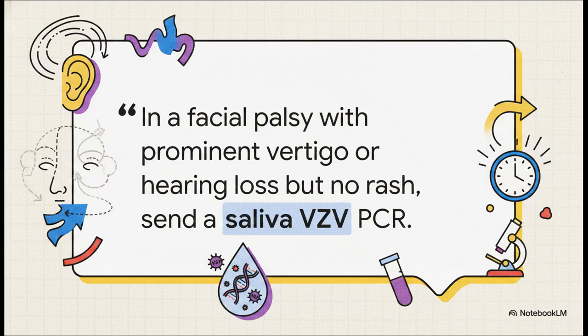Detecting varicella zoster virus DNA via a really simple, non-invasive saliva test completely reclassifies the diagnosis to zoster sine herpete. And that is a massive shift because it fundamentally alters your treatment plan. It mandates antiviral therapy that a pure Bell's palsy patient simply wouldn't receive.